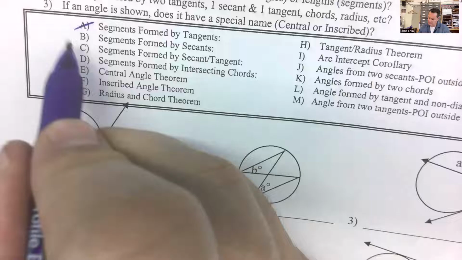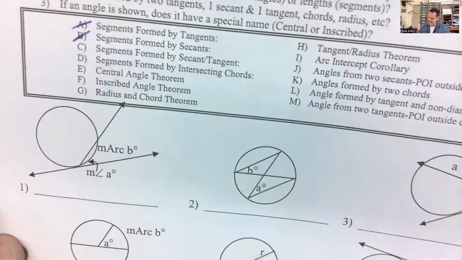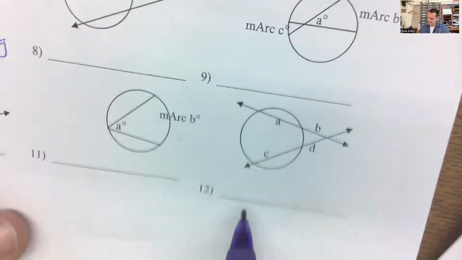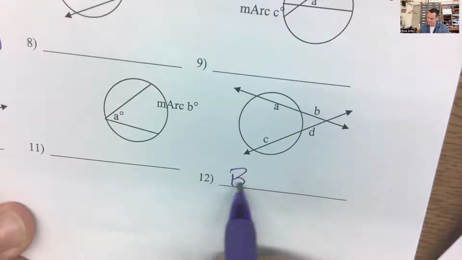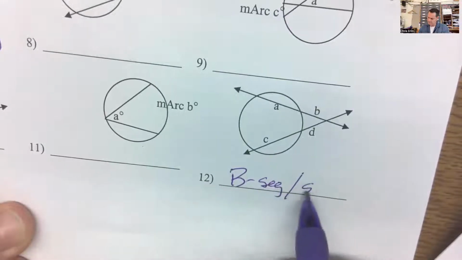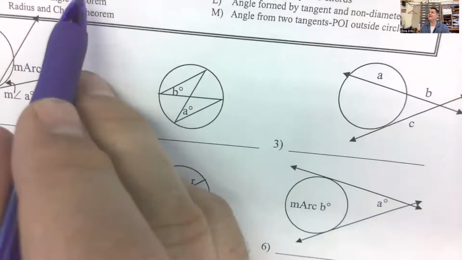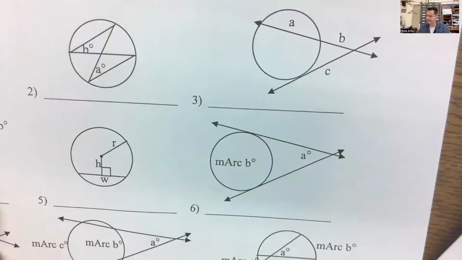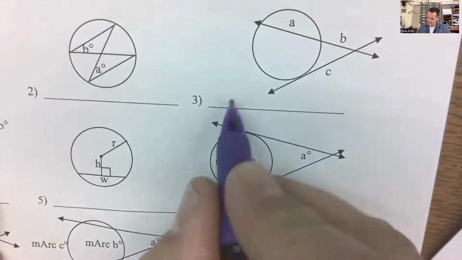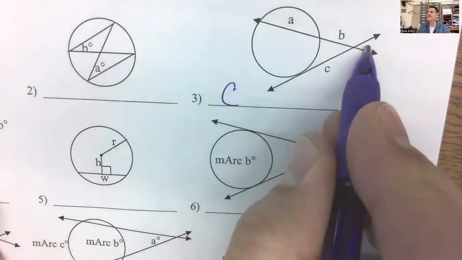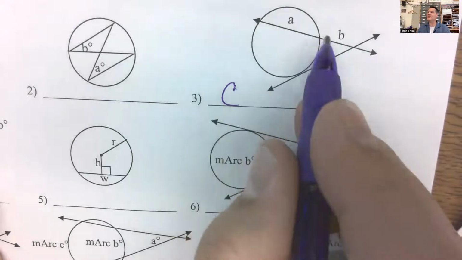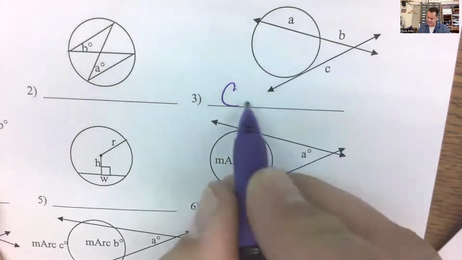And B, segments formed by secants. So that's 12. C, segments formed by secant and tangent. What's that number? 3. We've got one secant and one tangent, and we're talking about the segments formed as a result.